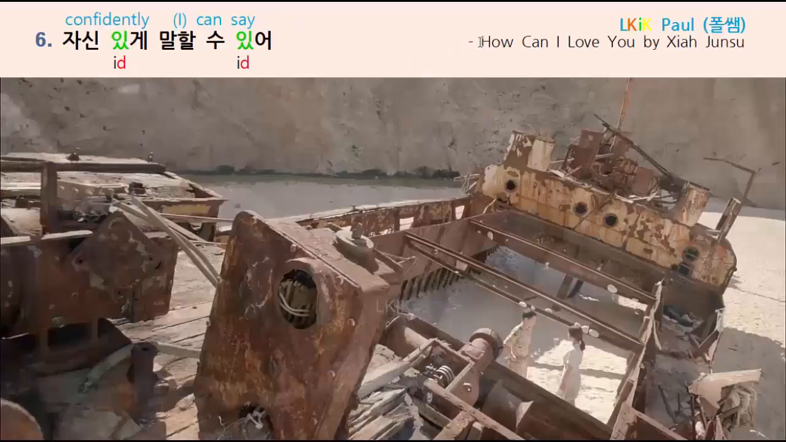Lyrics number 6 is from the song How Can I Love You by Xia Junsu. And this is one of the OST songs of the drama The Descendant of the Sun featuring Song Joong-ki and Song Hye-kyo. Let's see the lyrics. 자신 있게 말할 수 있어. 자신 있게 말할 수 있어. This time, the final consonant is 쌍시옷, and it also belongs to T group, so it is pronounced as 잇.